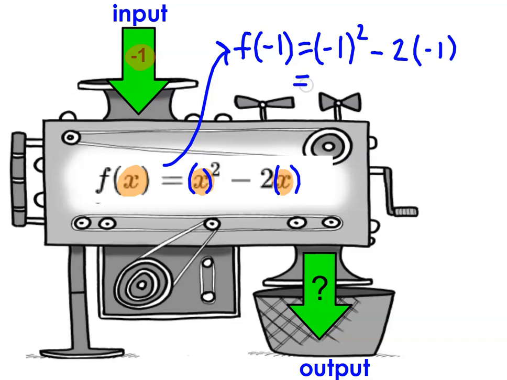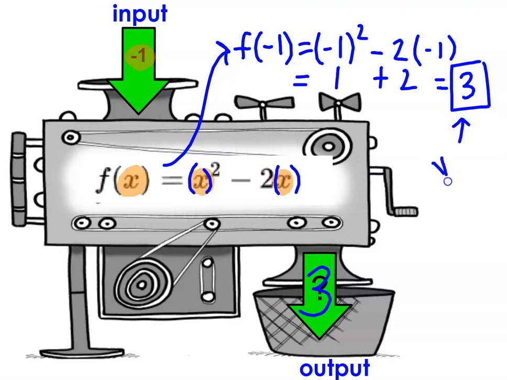Okay, negative 1 squared is negative 1 times negative 1, which is positive 1. Negative 2 times negative 1 will result in positive 2. So here we actually have 1 plus 2. And we know that 1 plus 2 is equal to 3. So we input negative 1 for x in f of x, and as a result, we got 3, which is our output. All right, so when the machine gets a negative 1 and it goes through the machine, what pops out is a 3. So remember, this is the y value.